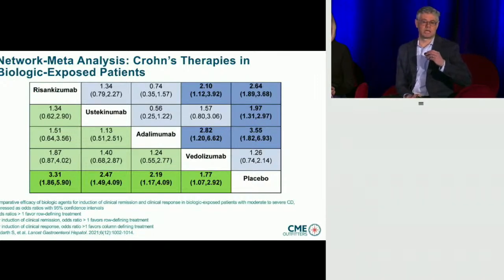and then in the next box here with this network meta-analysis of Crohn's therapies in bio-exposed patients, we're seeing high numbers with risankizumab and ustekinumab relative to adalimumab and vedolizumab.